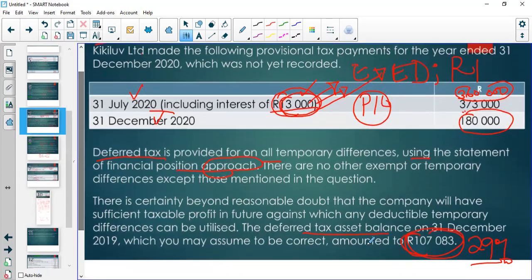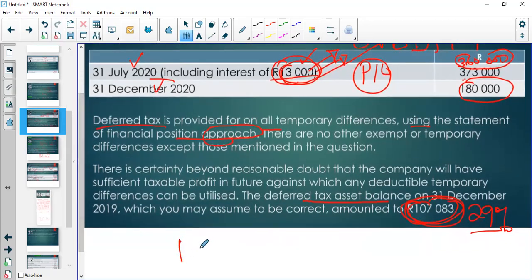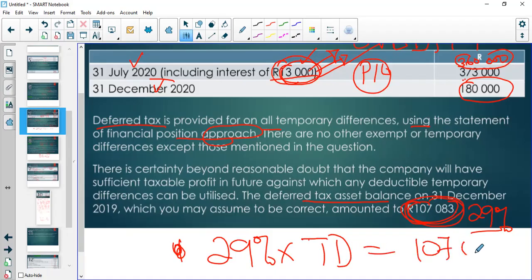We are told that there was a deferred tax asset of 107,083. As you know, a deferred tax asset we can only get by taking the tax rate, which is 29%, multiplied by some temporary difference. It's going to give us 107,083. So that is going to be a deductible temporary difference because it gave us the final result as a deferred tax asset. I'll explain to you what deductible and taxable mean and how we treat them. All right, so that is where we are.